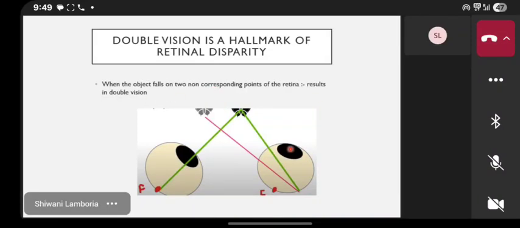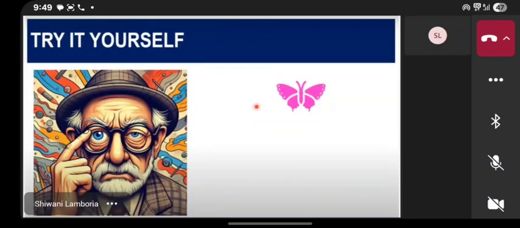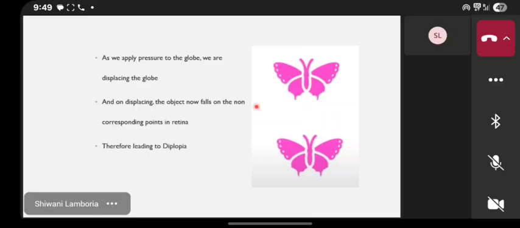So here the right eye is shifted outward. The light rays from the object fall on the temporal aspect of the retina, so the image will be formed on the nasal side. So two objects will be seen. For example, we can see this butterfly, and if we try to put pressure on an eyeball, we will start seeing double. Why does it happen? Because when we apply pressure to the globe, we are squeezing the globe, and the object now falls on non-corresponding points in the retina, so it leads to diplopia.